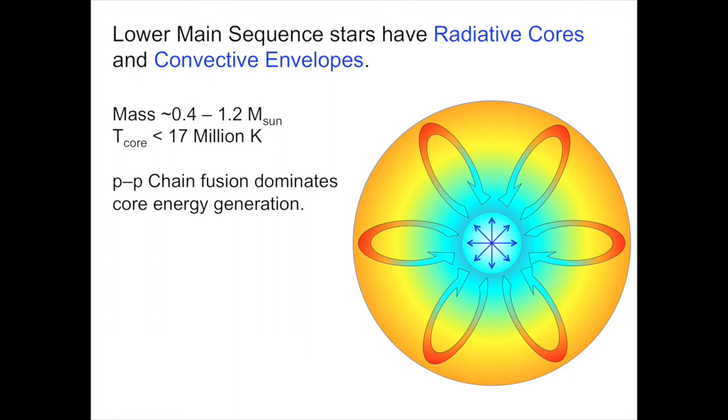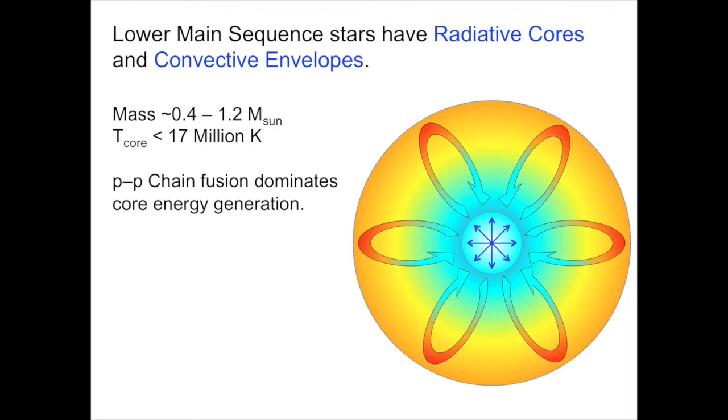Lower main sequence stars have radiative cores and convective envelopes. These are stars with a range between 0.4 times the mass of the Sun, the upper limit for red dwarfs, and about 1.2 times the mass of the Sun. So this range from 40% the mass of the Sun to 20% larger than the mass of the Sun is what we're going to define as this lower main sequence. The core temperature inside of these stars is less than about 17 million degrees Kelvin. For the most part, through these stars, the proton-proton fusion chain is going to be the dominant source of energy generation.